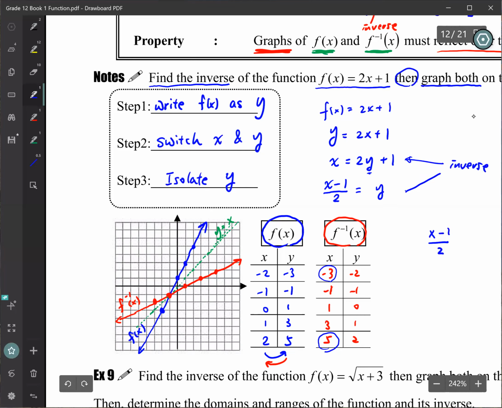So this is called the inverse. So the moment that you swap them is inverse already, but then you don't want to leave your answer like that. You want to isolate the y. Any question?